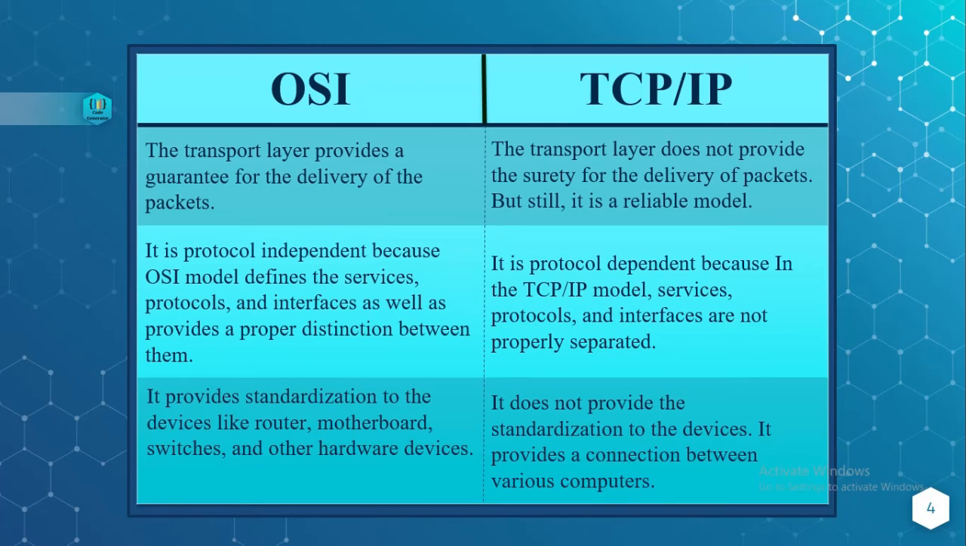The OSI model provides standardization to devices like routers, motherboards, switches and other hardware devices. Whereas TCP/IP does not provide standardization of the devices, but it can provide the connection between various computers.